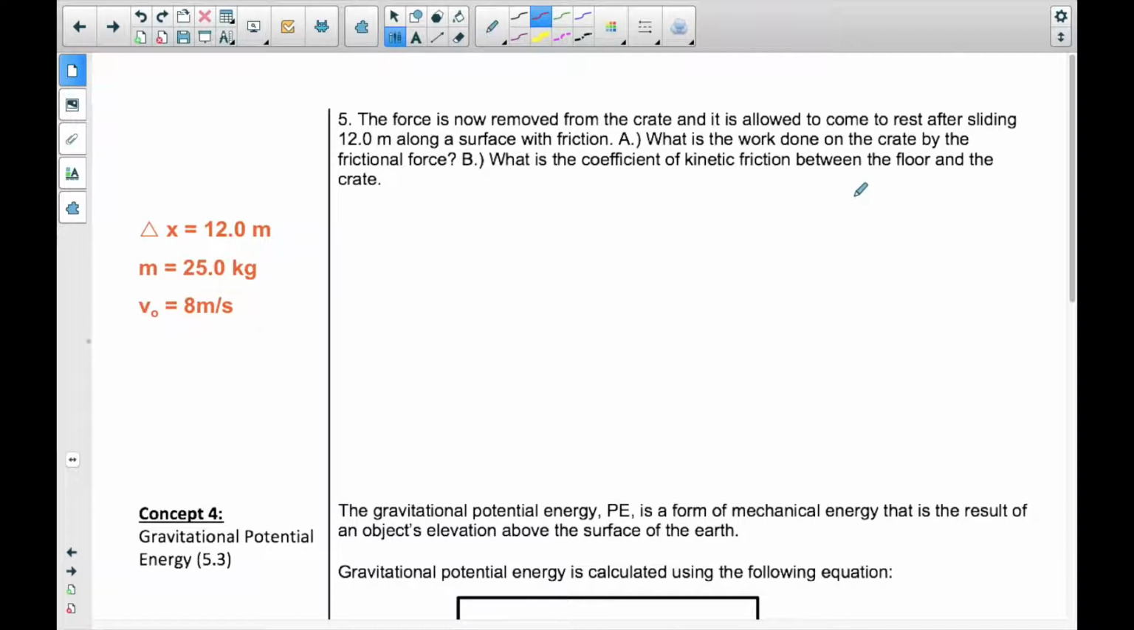It's from the other side of the paper. We figured that it was 8 meters per second squared. And we want to know if it's going to come to a stop. So when it comes to a stop, then that's going to be 0 meters per second, right? Question A, what is the work done on the crate by the frictional force?